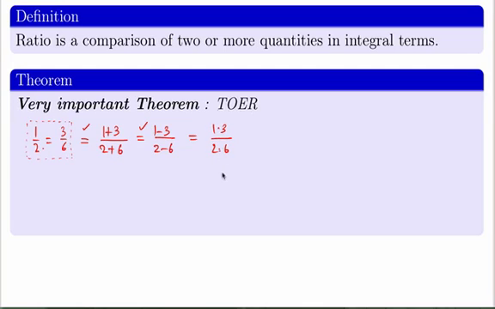Just tell me what it comes out to be. This will be 3 by 12, that is 1 by 4. So I am getting 1 by 4, which is not equal to 1 by 2. But if I put a square root, it will be equal to 1 by 2. That is, the square root of 1 by 4 will become equal to 1 by 2.